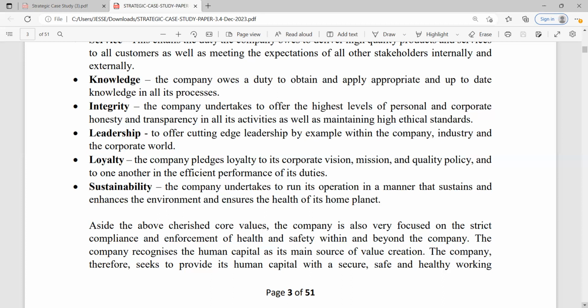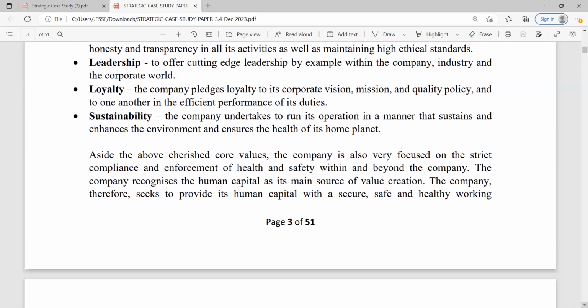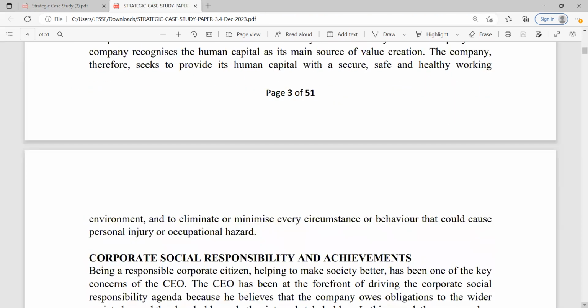So aside from the above cherished core values, the company is also very focused on strict compliance and enforcement of health and safety. The company recognizes human capital. So people are a main source of value creation. So the company seeks to protect its people and give them a safe working environment. Right. So in our next lecture, we'll be talking about corporate social responsibility and achievement. Right. So that's what we'll be talking about.